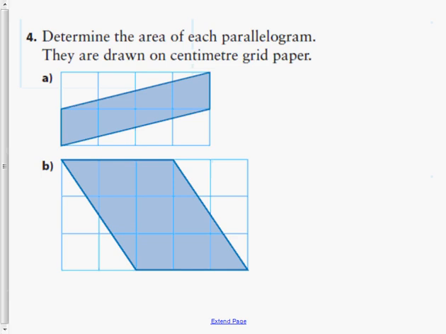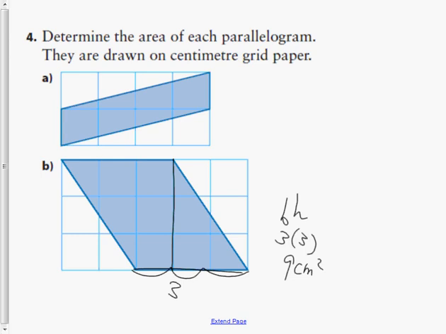Question 3 says determine the area of each parallelogram. Well, I'm going to do B first. This is the base, which is 1, 2, 3 units long. And the height is the perpendicular distance from the parallel side down, which is 1, 2, 3. So our formula is base times height. I'm just going to write BH, just like I would write X, 2X. The base is 3, the height is 3, and therefore the area is 9 centimeters squared. That's the area for this one.